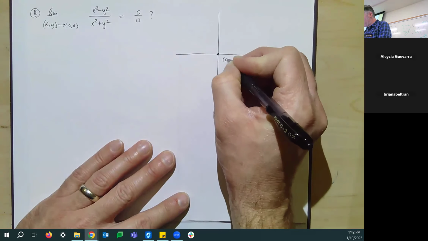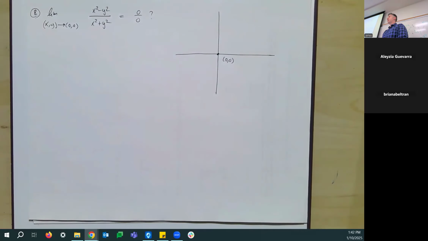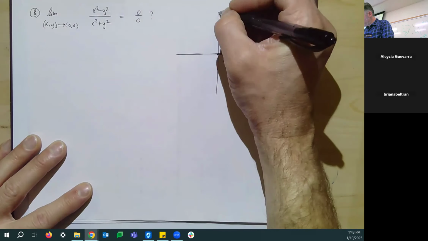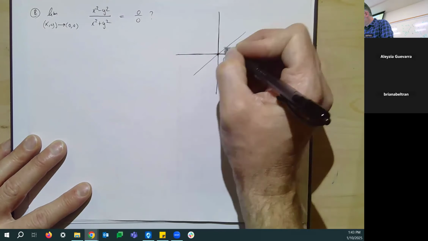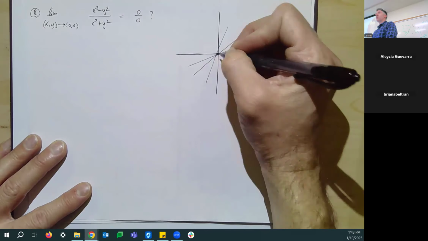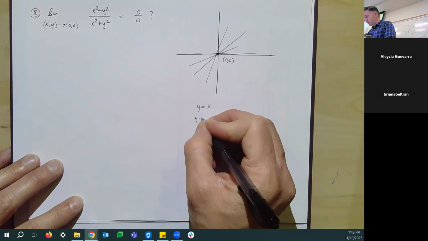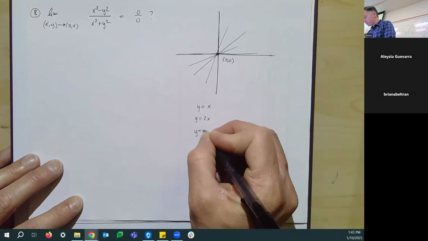Specifically, if you're trying to go through the point 0, 0, there's a set of paths that we start using, and the hope is that eventually two different paths will produce two different limit values, which then allows us to conclude that the limit doesn't exist because you get two different values. So some common paths are straight lines that go through the origin. So I could say something like y equals x, or y equals 2x, or y equals any multiple of x.